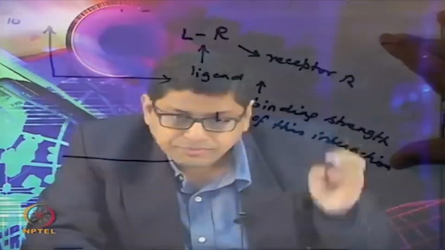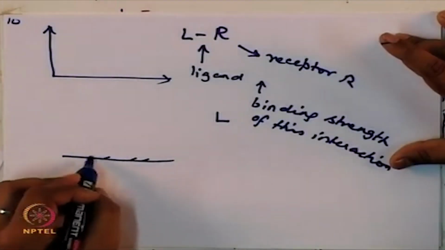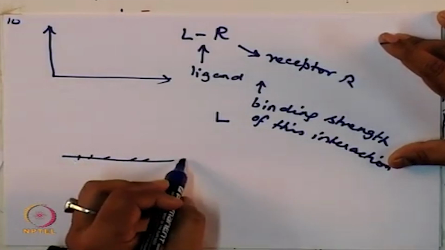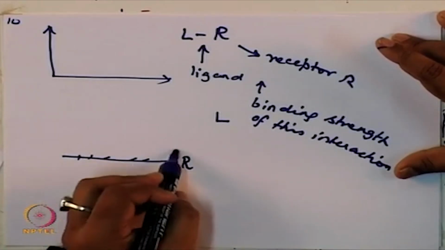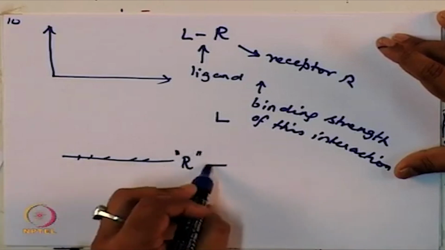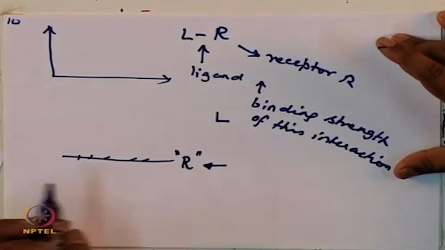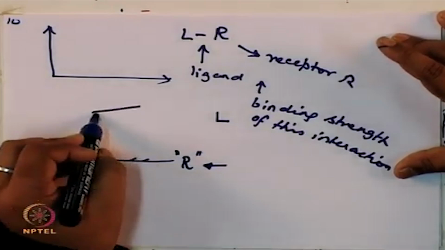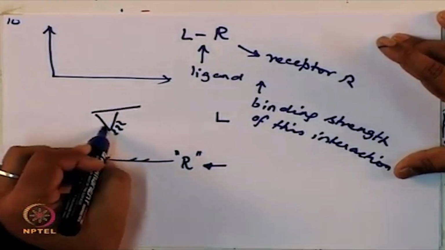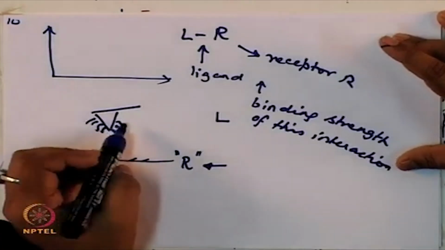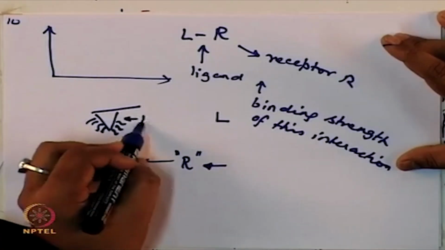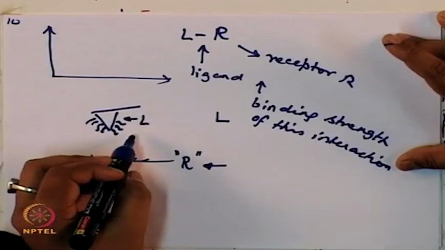So, what you do is, let us say you take a surface and you put down known concentrations of your receptor R. Okay. You put known concentrations of R, and then you take a tip and you functionalize this AFM tip with your protein L, and you vary the concentration of L.